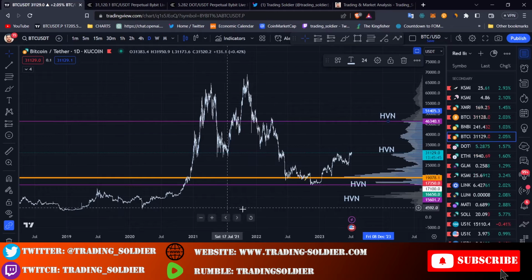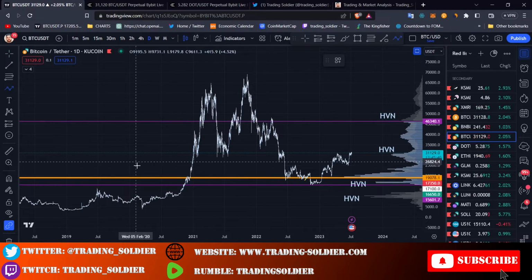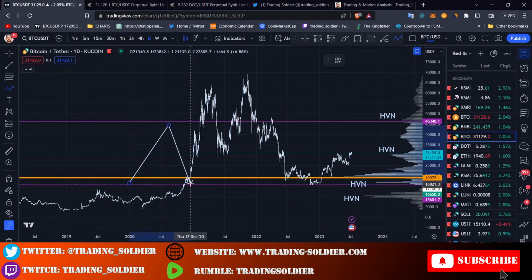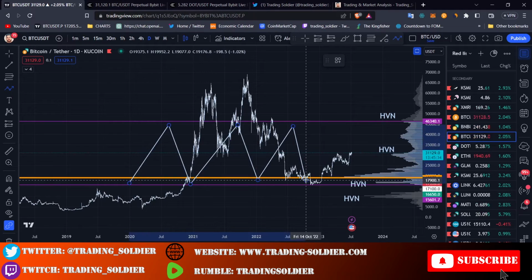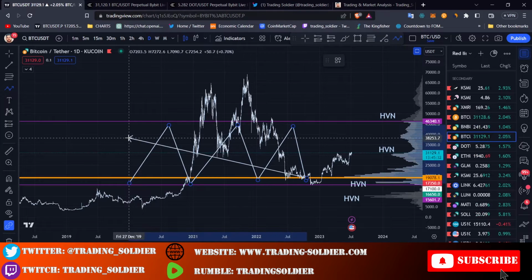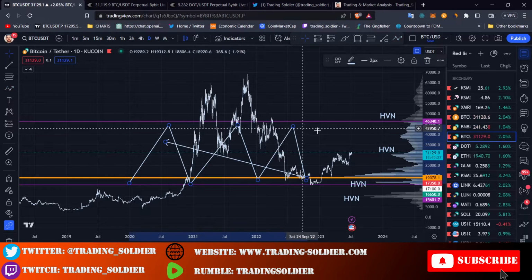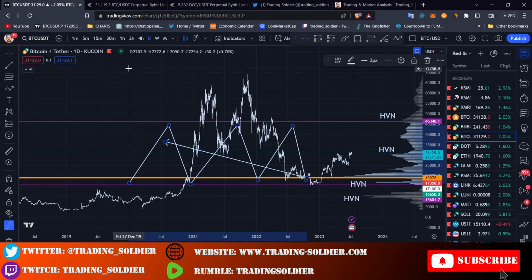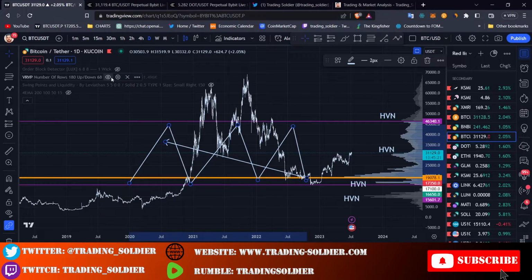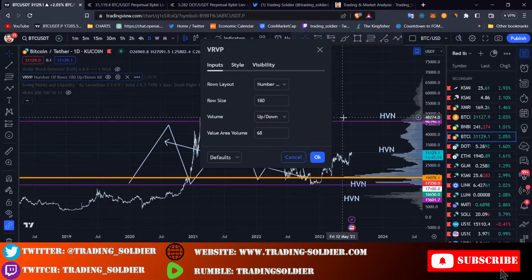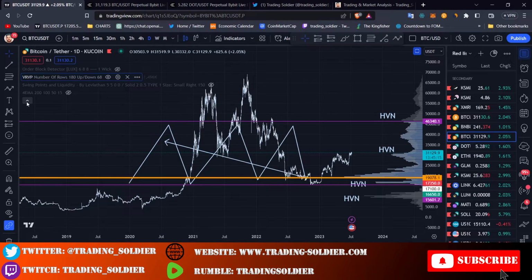The value area high and the value area low, this area that you can find here, okay, this area coincides where the 68% of the most trading volume was traded in the past. So that's why we put here 68, okay? Because this is the 68% area where the most volume was traded in the past.